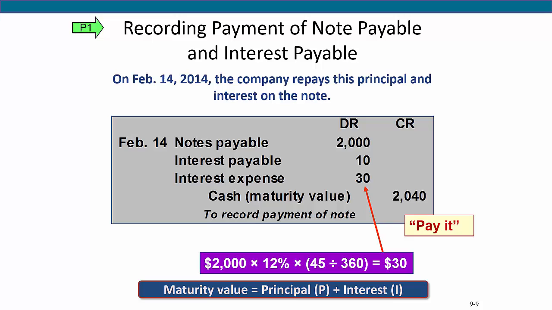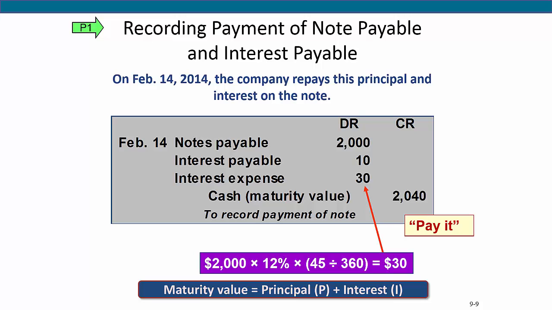The journal entry required to pay off the note plus interest is as follows. Debit notes payable for $2,000. Eliminate the interest payable recorded in 2015 with a debit in the amount of $10. Debit interest expense for $30 for the 2016 interest amount, and credit cash for the total amount due of $2,040. Use the home base cash account. How much has to be paid on this note?